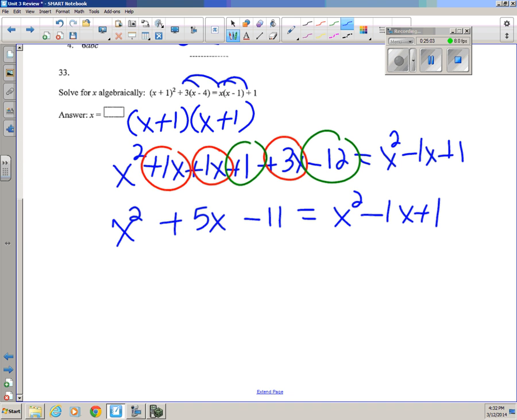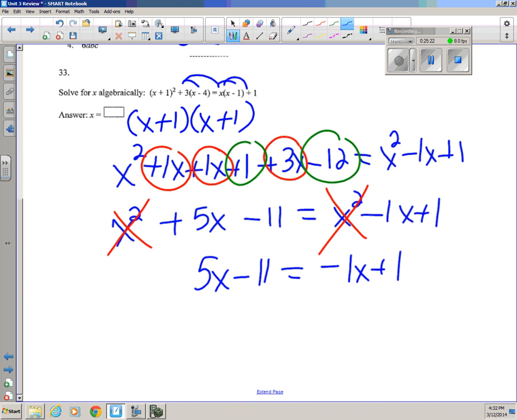Well, it's a quadratic. I've got x squareds, but they're the same on either side. In other words, if I try to bring all the x squareds to the left or to the right, the x squareds are going to cancel each other out, and they go away. So what happens is I end up with 5x minus 11 equals negative 1x plus 1.